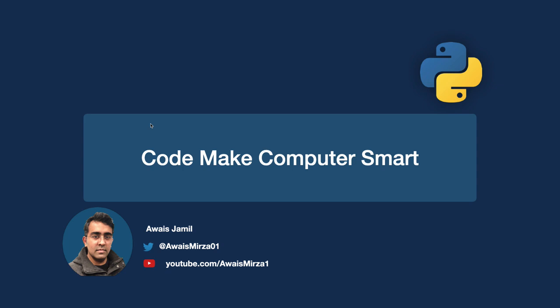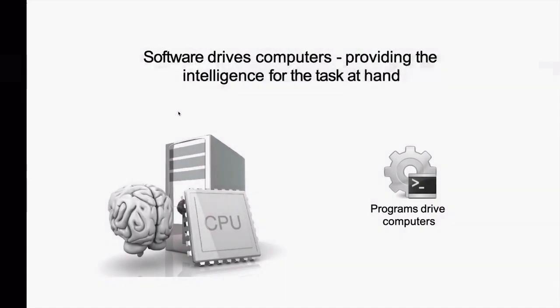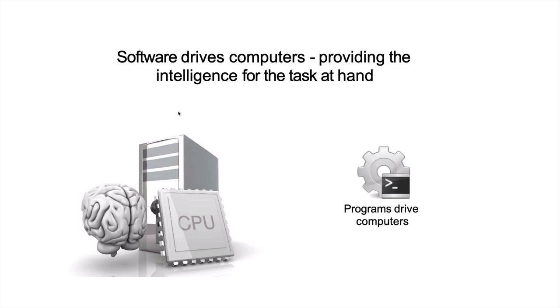Now, computers are unintelligent, but what makes them intelligent? Well, our code makes computers intelligent, or you can call it smart. Software drives computers, providing the intelligence for tasks at hand. We have CPUs, whose only task is to process instructions. Then we give programs to drive computers. We write our own programs.